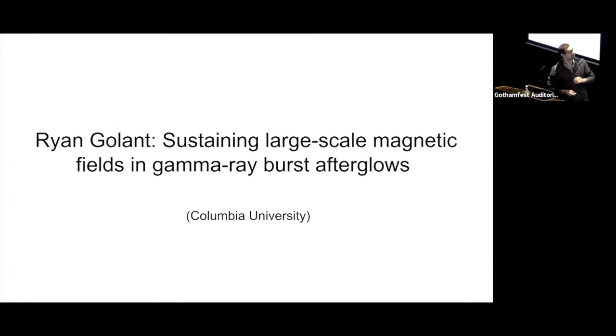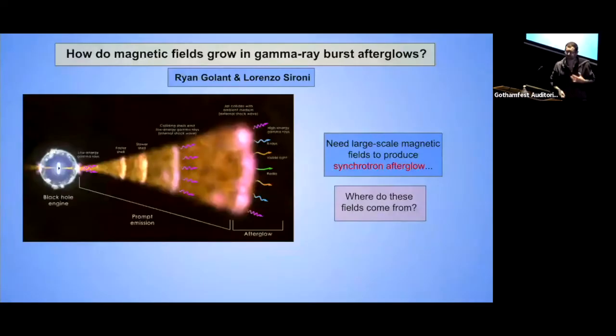All right. Hello, I'm Brian Golantz. I'm a second-year PhD student at Columbia University. And for the past year, Lorenzo Cerrone and I have been trying to understand how magnetic fields grow and decay in gamma ray burst afterglows.